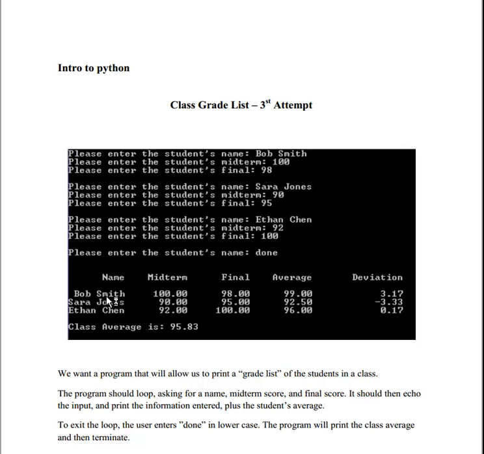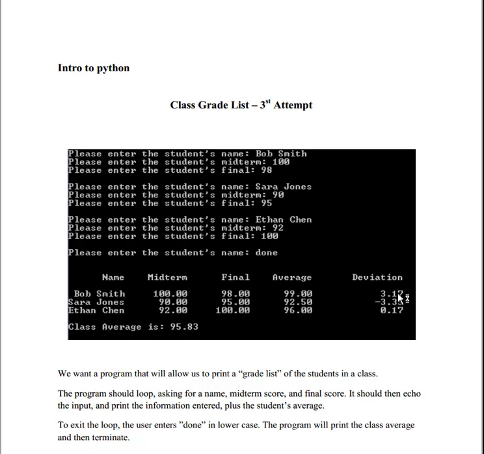We could, as we did for the first assignment that had to do with class average, have printed out Bob Smith, midterm, final, and average, but this we could not do, right? Because what we did was we processed one student at a time. So we need to do that with a list. Now the question is how we do this.